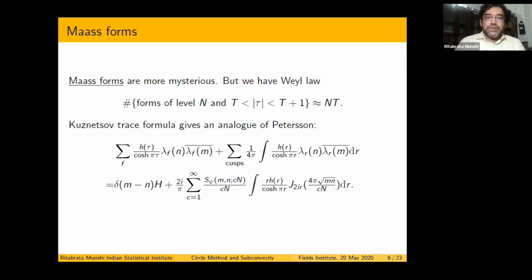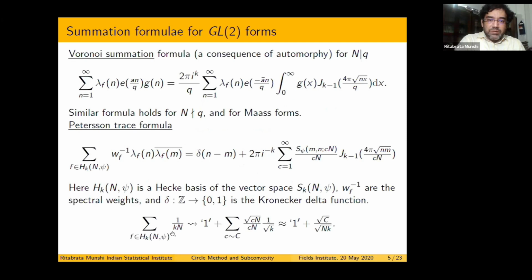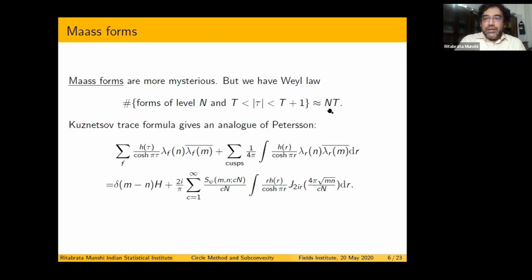So that is the same thing as saying over here that there are roughly k times N many forms in this space. Okay, it's the size of the basis of the space of all cusp forms of level N, nebentypus psi, and weight k. So Nk and NT, NT is the analog of that Nk. Okay, and so here also, I've already mentioned that there is an analog of the Voronoi summation formula, and there is also an analog of the Petersson trace formula in this case.